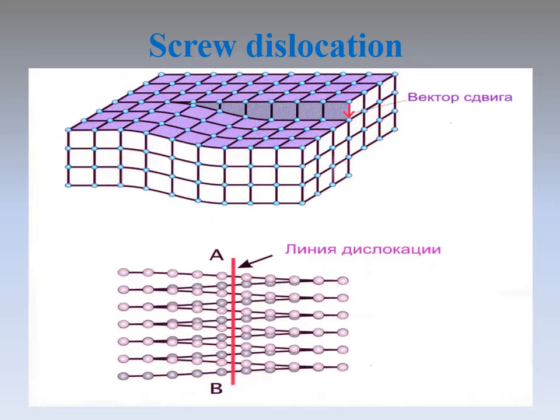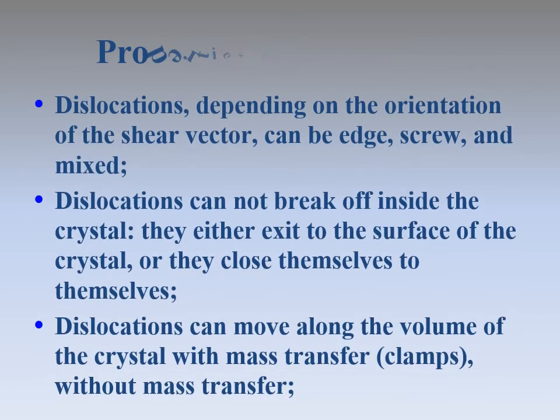Here you can see the creation of screw dislocation, and here you can see the arrangement of atoms along the line of screw dislocation.